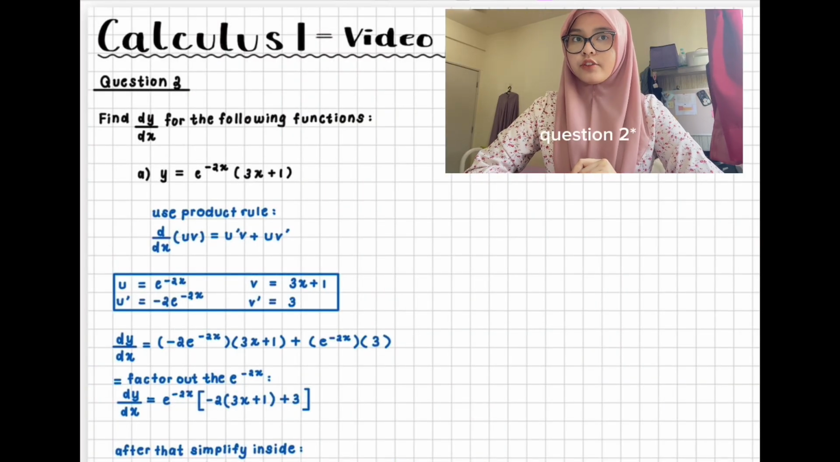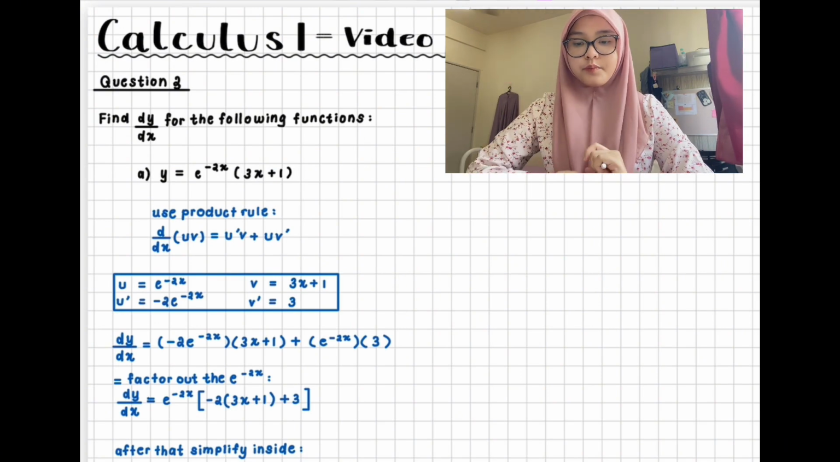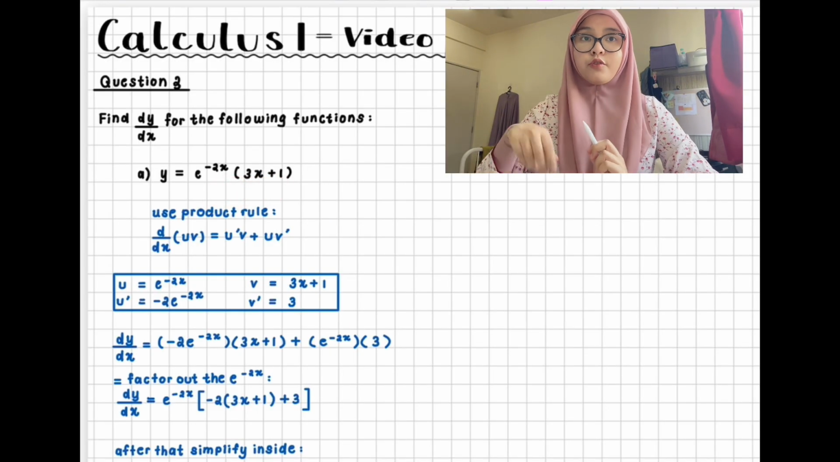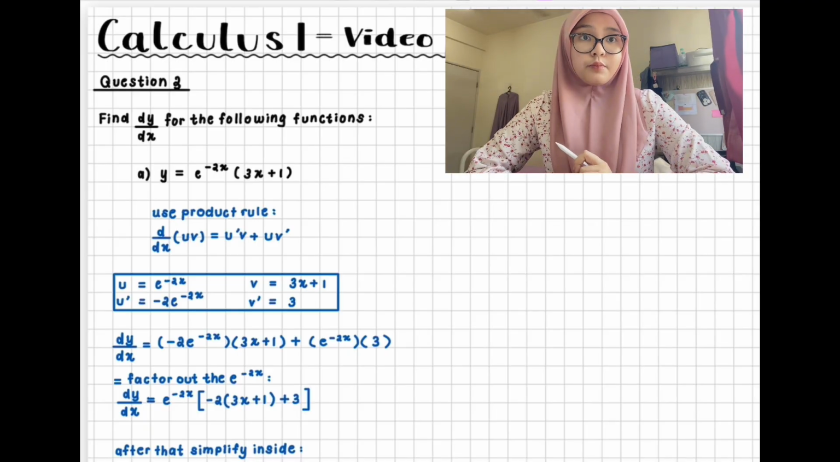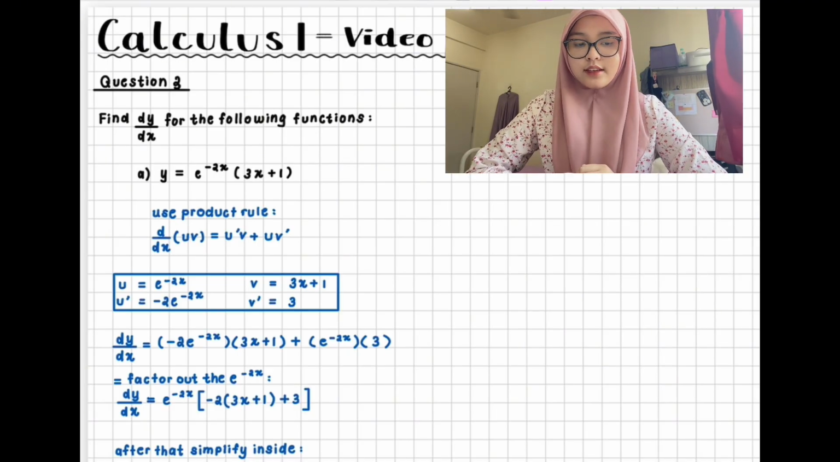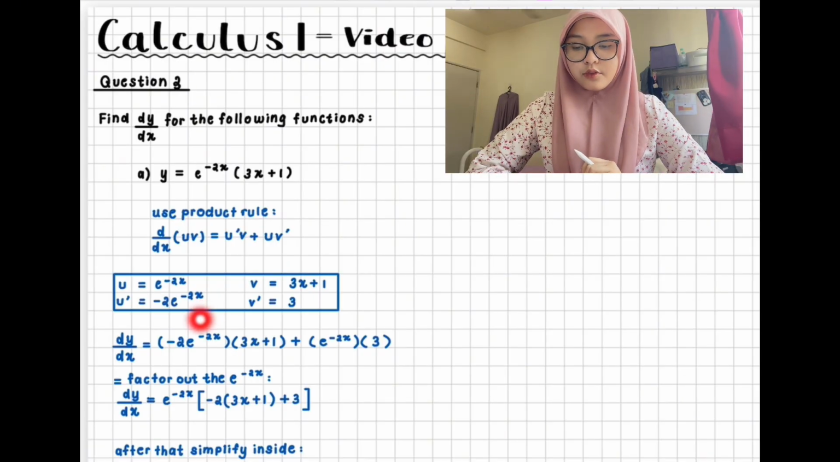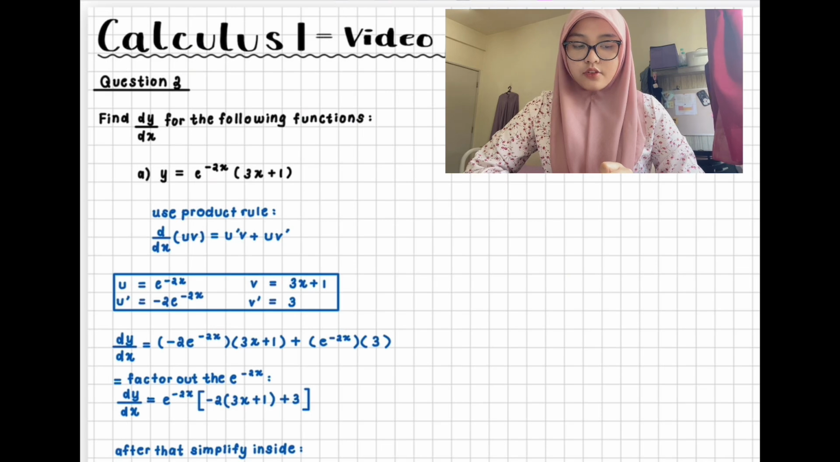Hi everyone. Today I will present question 3, which is about finding dy over dx for two given functions. Part A, the function is y equals e to the power of negative 2x multiplied by (3x + 1). We can see that this is a product of two functions, so we can use the product rule. The product rule formula is the derivative of uv equals u prime times v plus u times v prime. Step 1, let u be e to the power of negative 2x and v be 3x + 1.